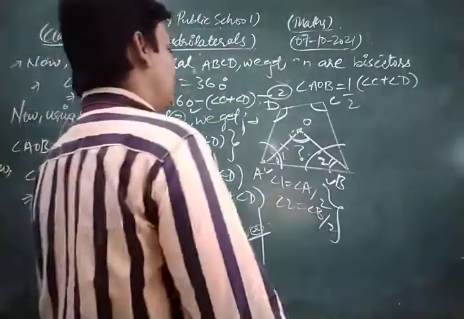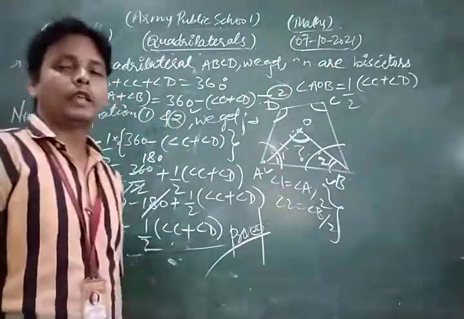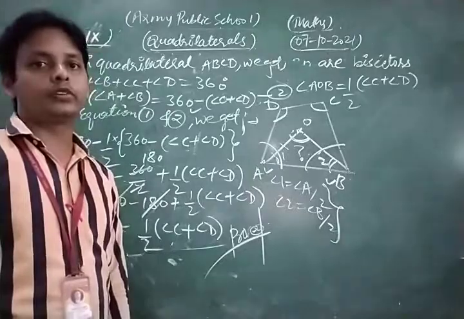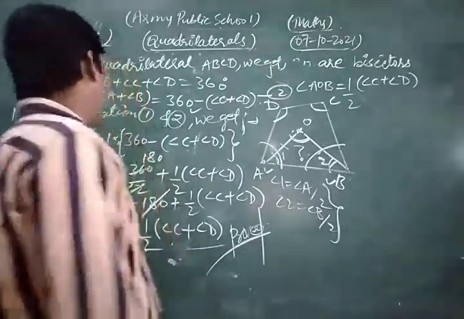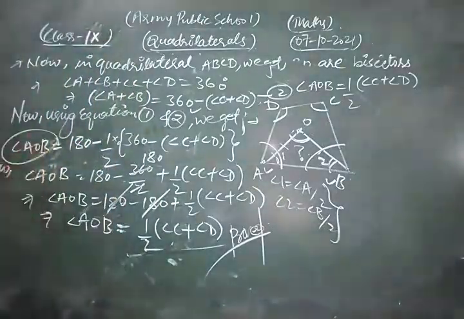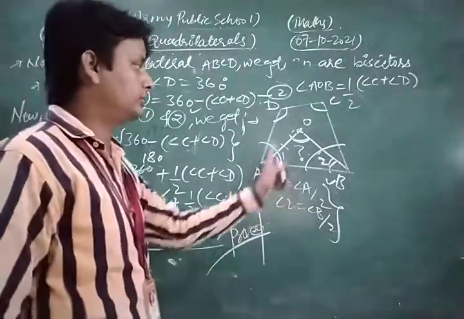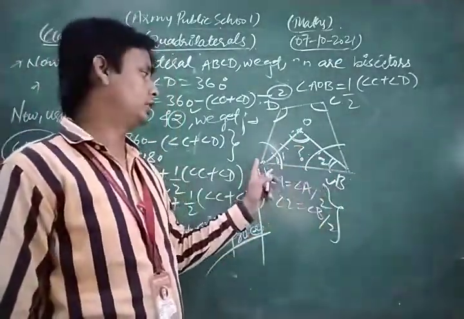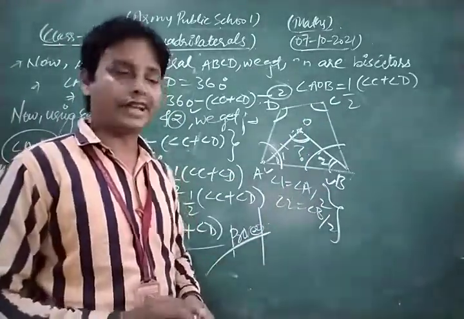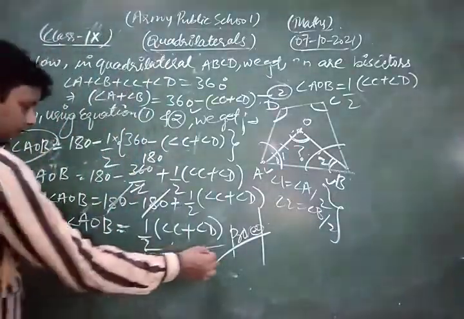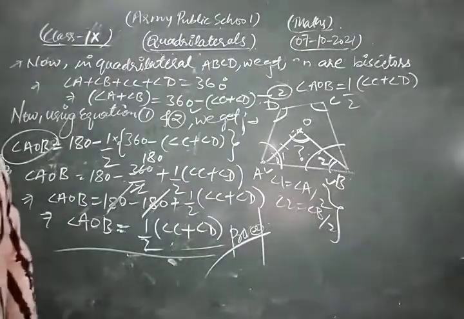After that, we take the whole quadrilateral ABCD and again apply the angle sum property. After applying the angle sum property of the quadrilateral, we find the value of angle AOB in terms of C and D. Now we form two equations, one from triangle AOB, other from quadrilateral ABCD. Then we combine both equations and simplify them, so we get the result: angle AOB is equal to half of angle C plus angle D.